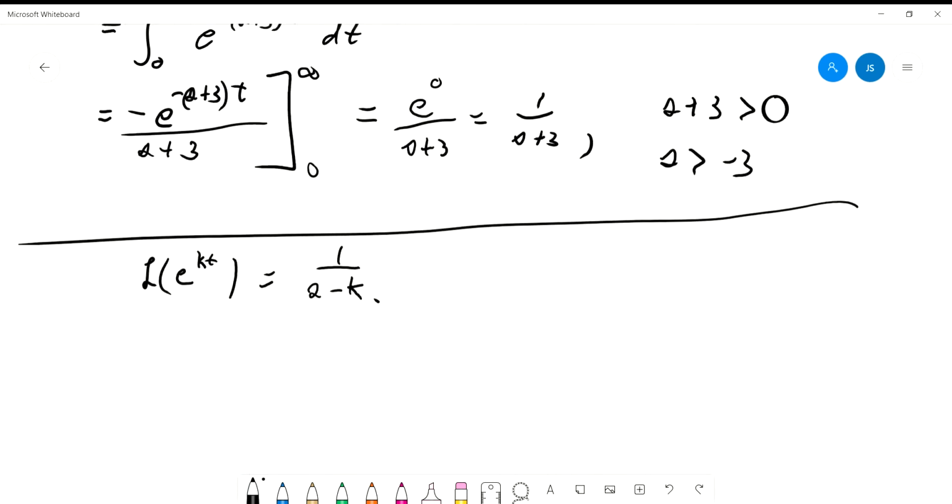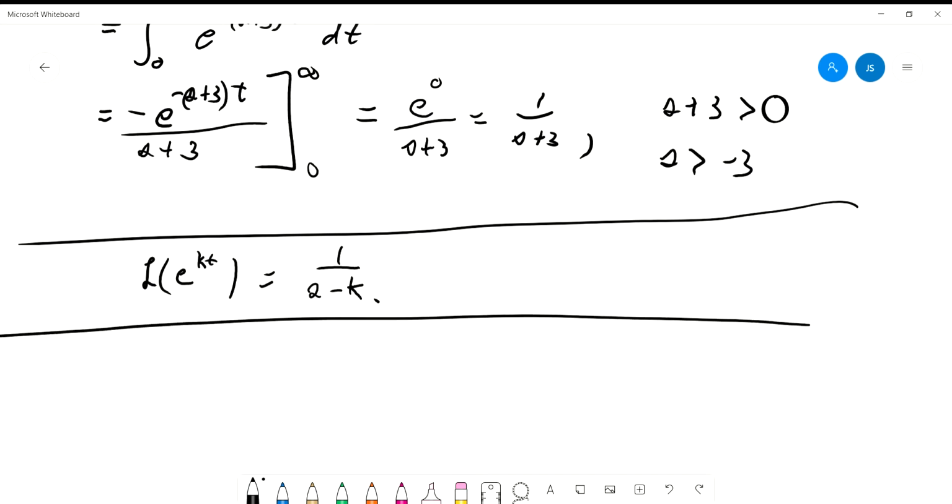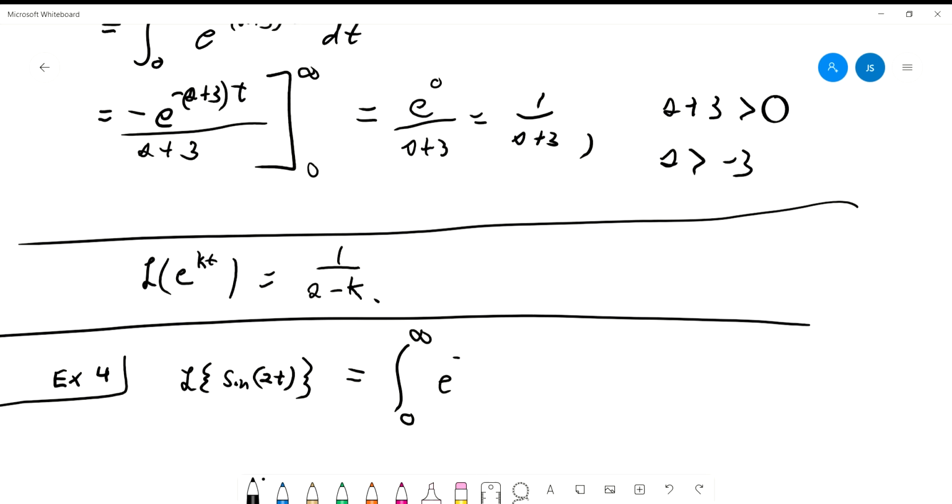All right. Let's do example 4. This is example 4 from the text in this section. We're going to evaluate the Laplace transform of sine of 2t. And again, by definition, that's equal to the integral from 0 to infinity of e to the minus st times sine of 2t dt.